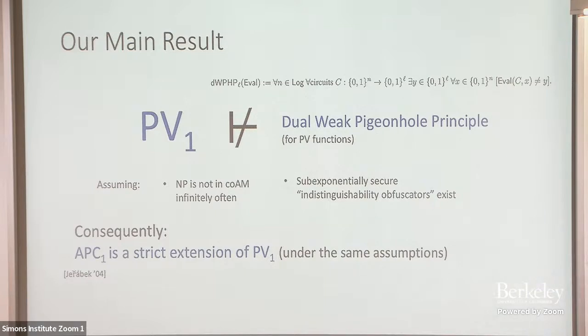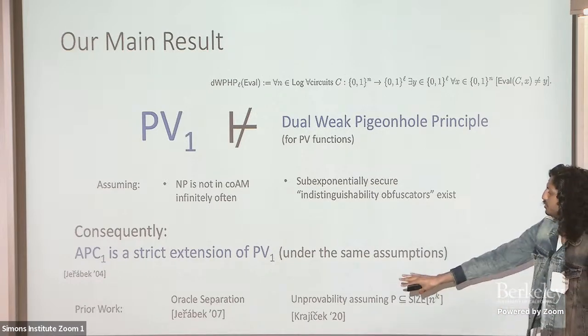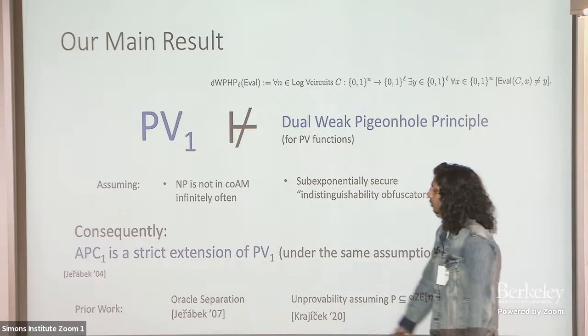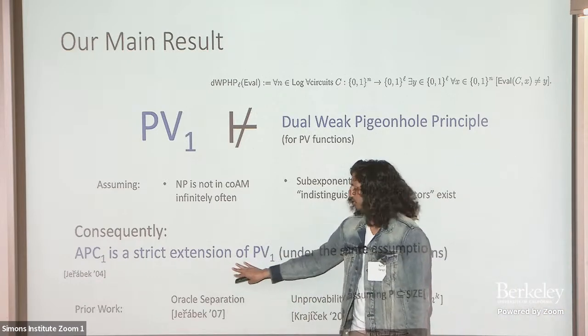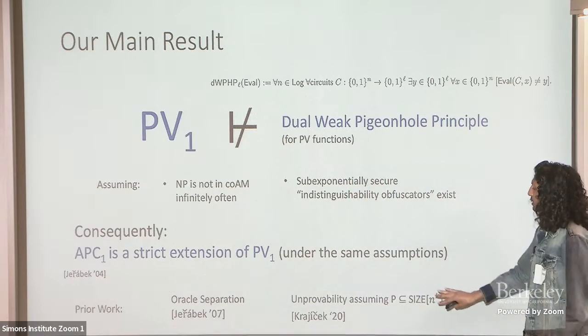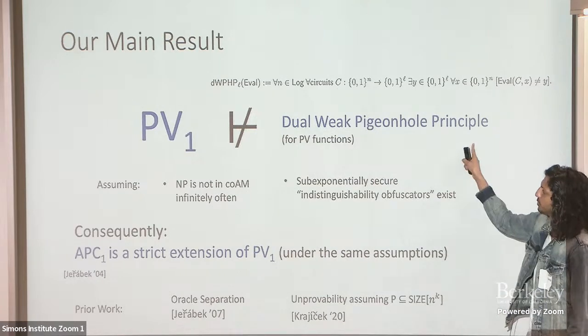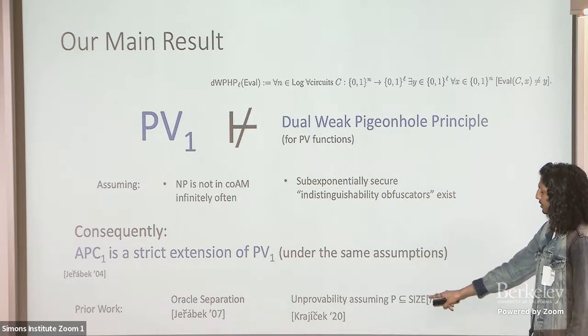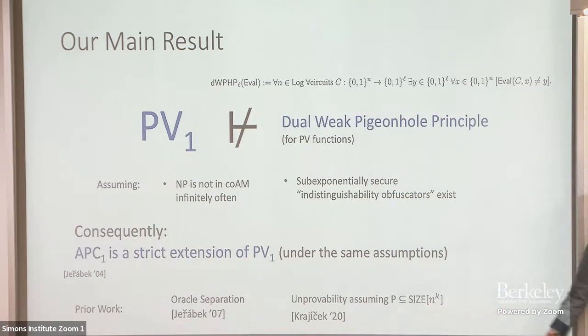And I should say, maybe I'll say this and then take questions. There has been some prior work on this, so you can get an oracle separation of APC1 versus PV1. This was shown by Jeřábek, and you can also get that the dual weak pigeonhole principle is not proved in PV1 under the assumption that P is in size n^k, but maybe that's an unlikely assumption, depending on what you believe. Okay, any questions about this?